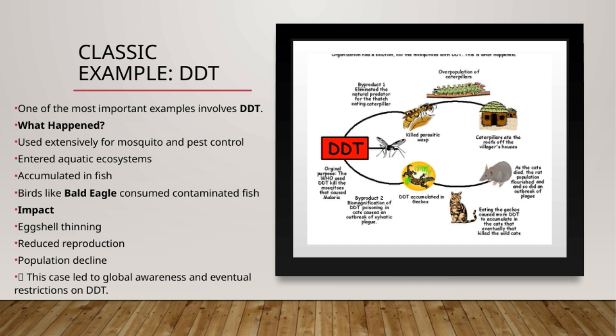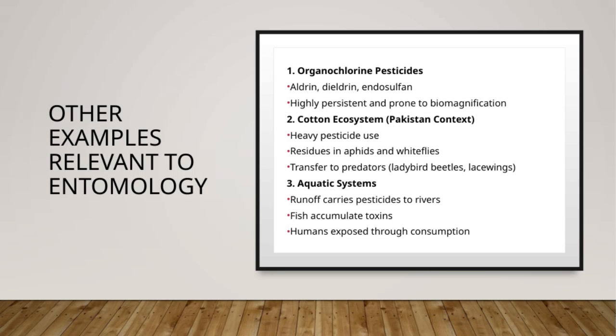The impact was severe. The eggshells of these birds thinned, making it much harder for them to reproduce successfully. As a result, their populations declined significantly. This case was a wake-up call, leading to greater awareness around the world about the unintended consequences of such chemicals. Eventually, this led to restrictions on DDT, marking a pivotal moment in environmental protection efforts. It's a classic example that highlights how a single chemical, used without considering ecological impacts, can have far-reaching effects on wildlife and ecosystems.